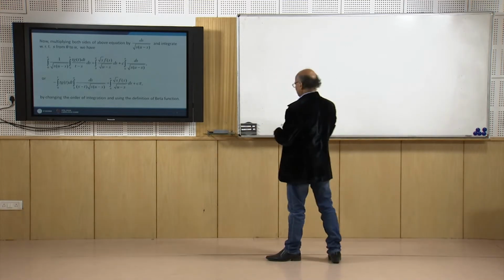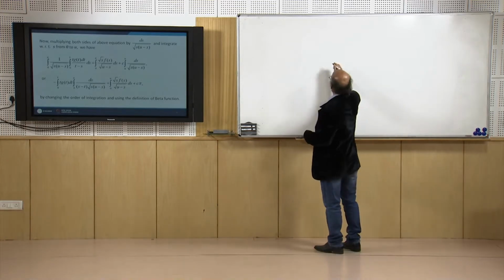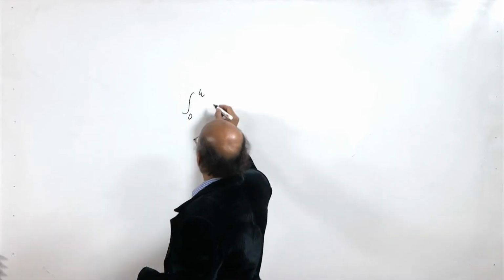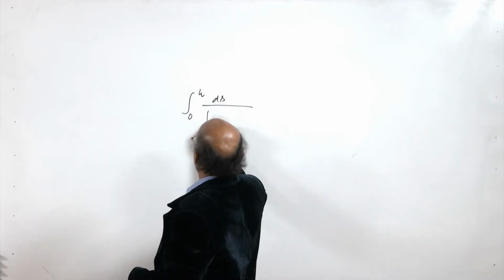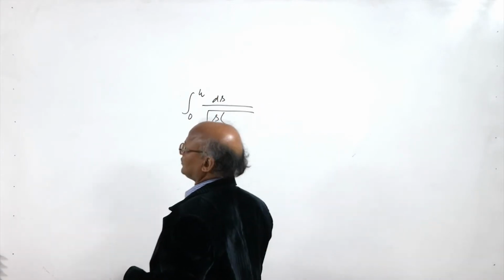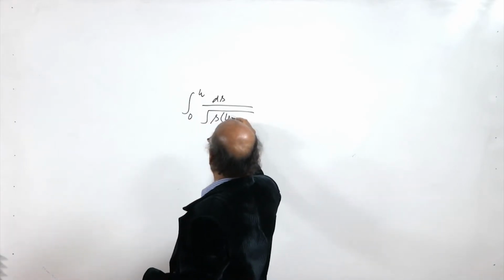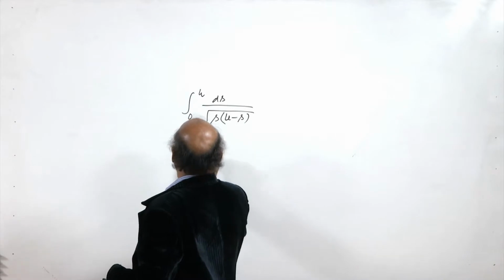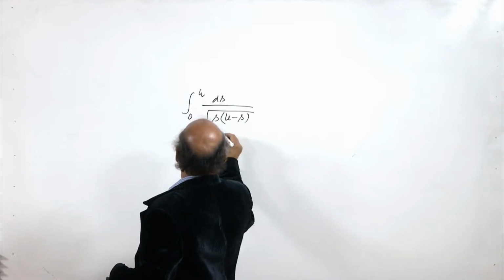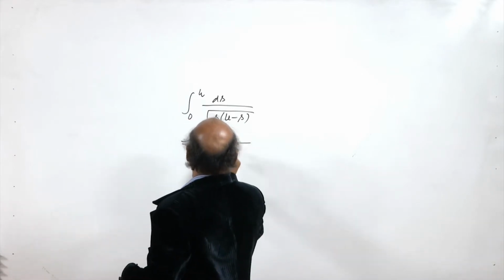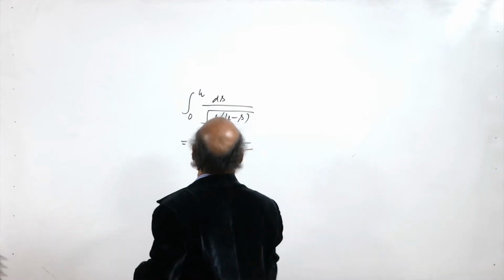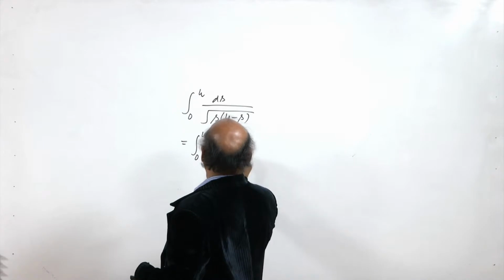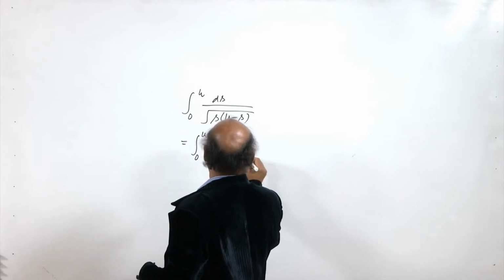So integral 0 to u ds upon square root s into u minus s. We can write it also as integral 0 to u ds upon square root s into u times 1 minus s by u.